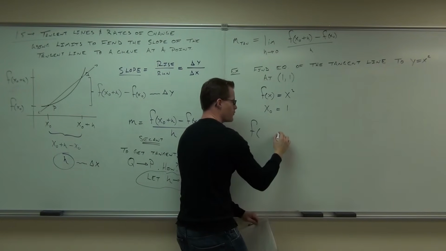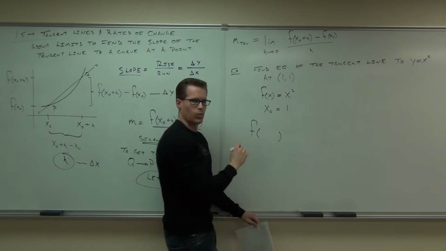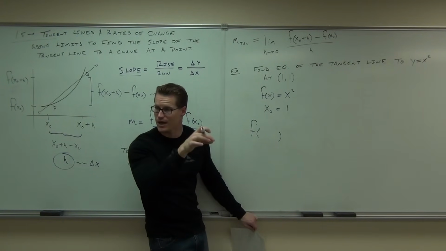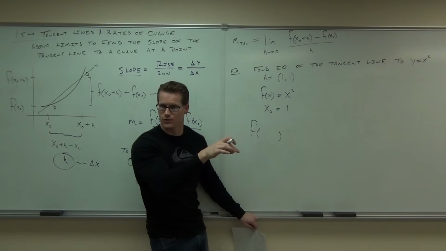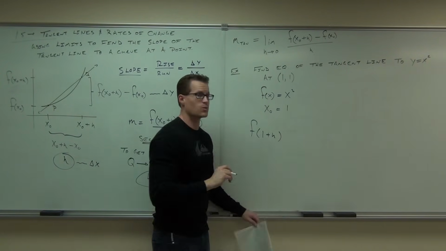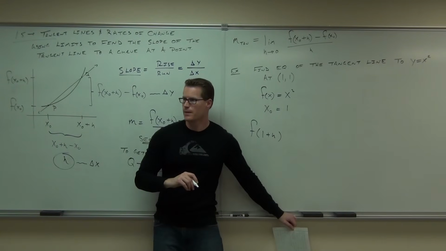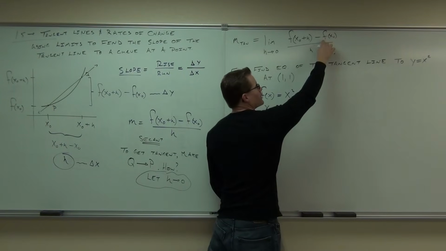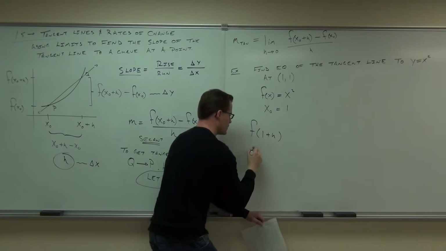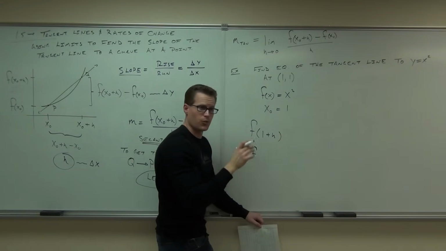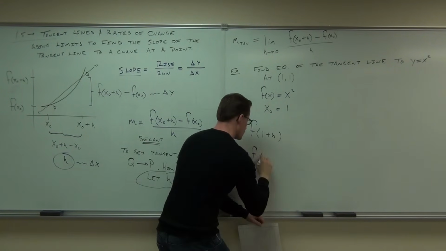I want to find f of what? 1 plus h. Make the jump from x sub 0 to what your value actually is for x sub 0. Do you follow that one? So this is 1 plus h. Give you a head nod if you see where the 1 is coming from. Good, all right. Also, we want f of x sub 0. F of x sub 0 is really f of what? 1. Very good.